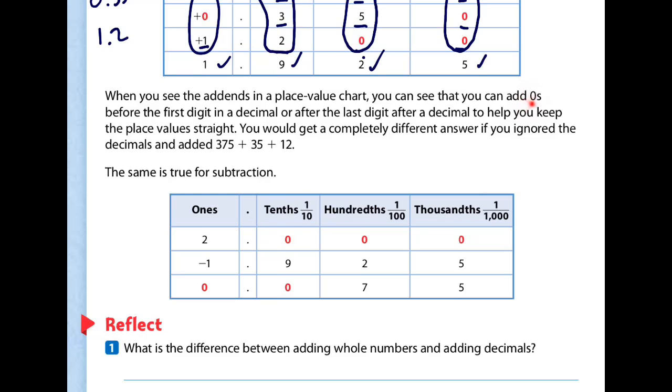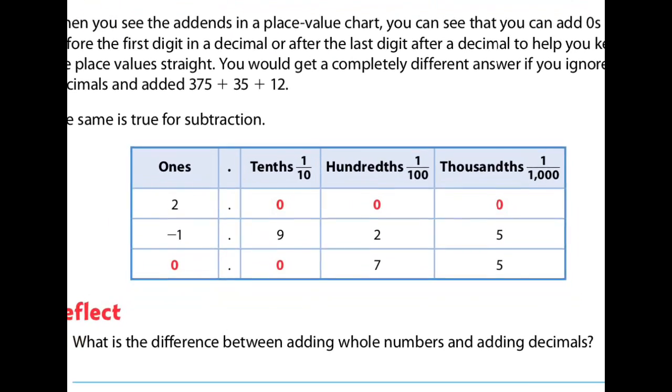Now, on the next section it says, when you see the add-ins in a place value chart, you can see that you can add zeros before the first digit in a decimal or after the last digit after a decimal to help you keep the place value straight. You would get a completely different answer if you ignored the decimals and added 375 plus 35 plus 12. And it says the same is true for subtraction.